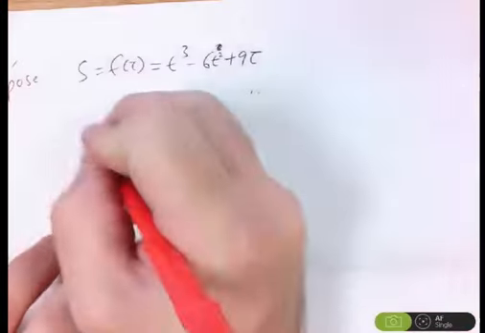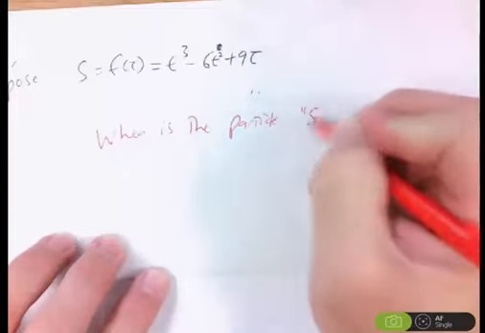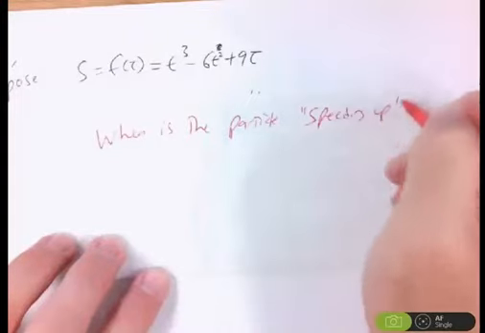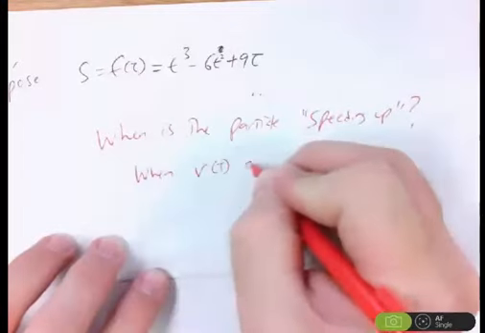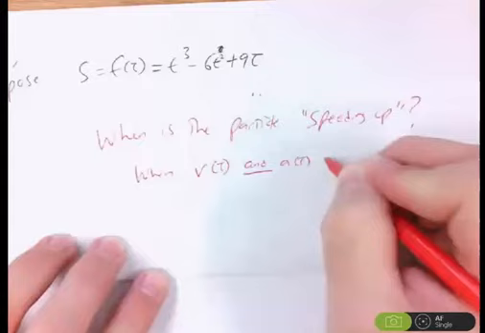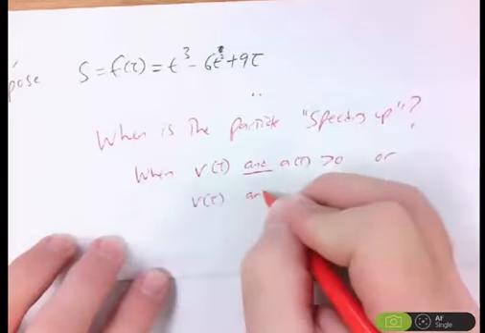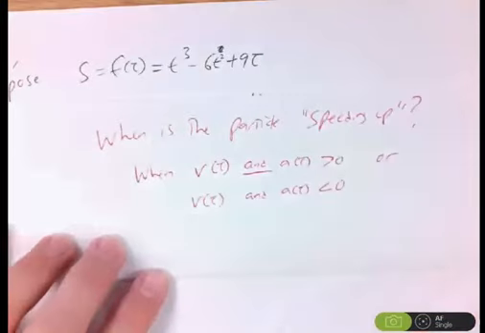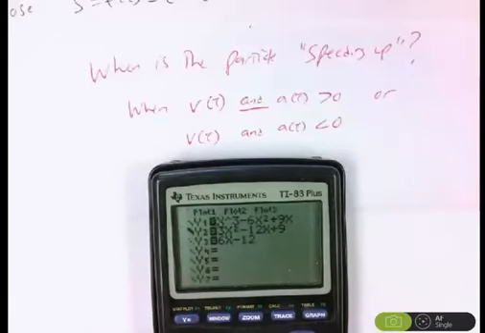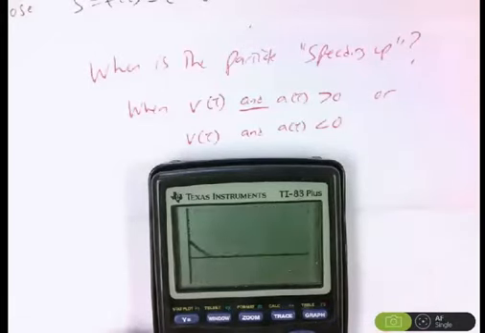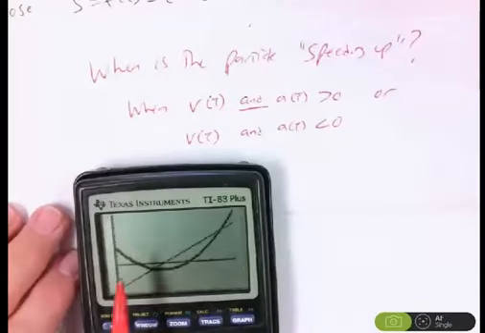All right, so one of the questions you could get asked is, when is the particle speeding up? The particle speeds up when the velocity and acceleration are basically doing the same thing. So they're either both positive or both negative. When the velocity and acceleration are acting together, like your velocity is positive and your acceleration is positive, it's moving in the positive direction more positively. Does that make sense? If it's moving in the negative direction more negatively, it's still speeding up. It's just speeding up in the negative direction.